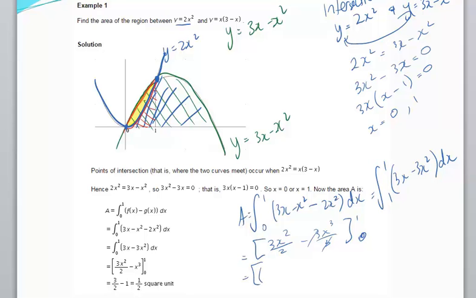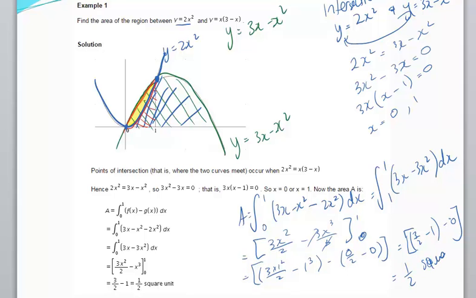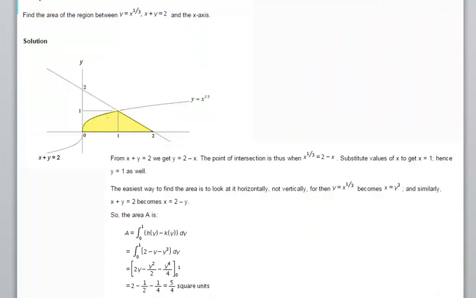So we substitute these in for our 1 values. 3 times 1 squared on 2 minus 1 cubed minus 3 times 0 squared on 2 minus 0 cubed. So we end up here with 3 on 2 minus 1 minus 0. So 3 on 2 minus 1 will give us a half, and we write in here a half square units. So moving on to our next example here.